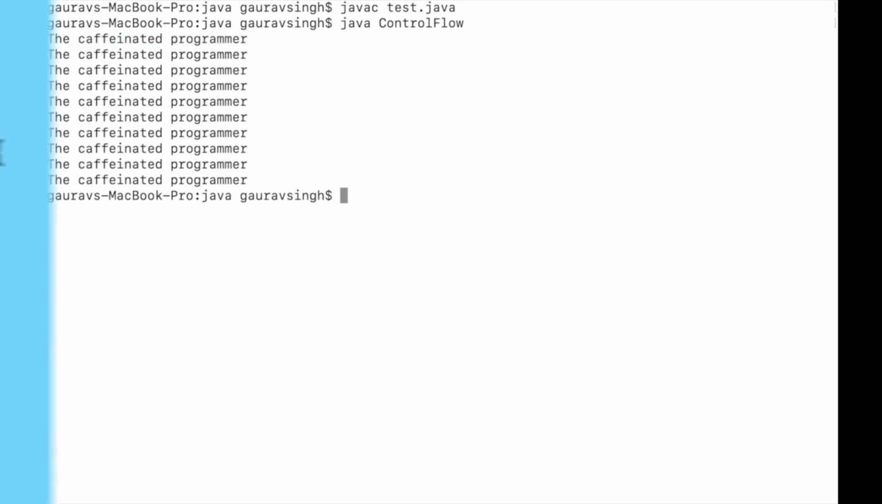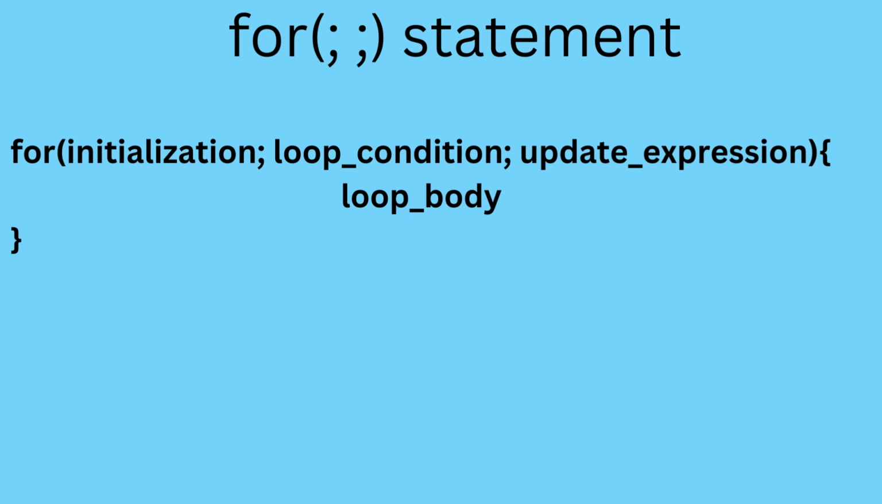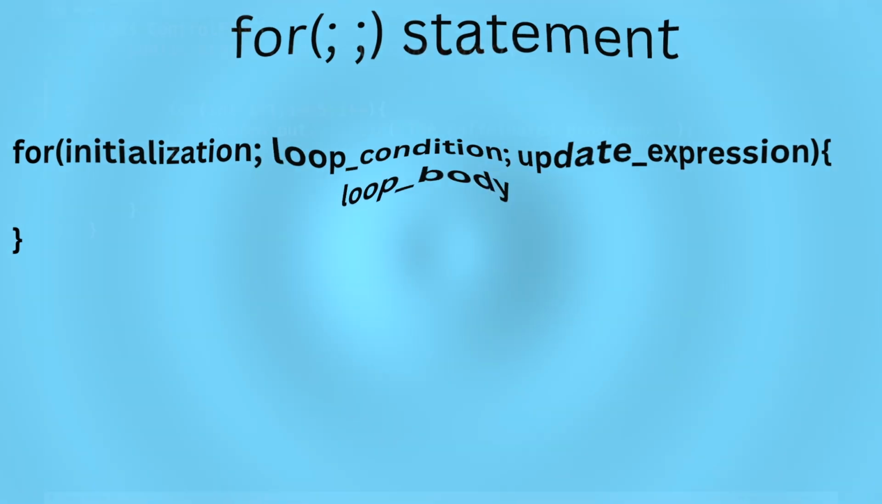All right. Before we look at the for statement program, let us look at the syntax of the for statement. Your for loop consists of four parts. First is initialization, then we have the loop condition, followed by your update expression, and finally your loop body. Now let us look at the program of the for loop.